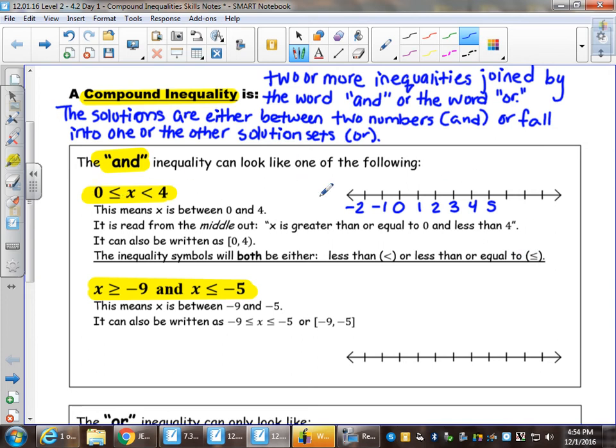X is greater than or equal to 0. So that's going to be a solid dot on 0. And open circle on 4. Greater than 0 and less than 4. The only values that satisfy what we just said out loud are between 0 and 4, just like this. So any number between here and here works. Notice it's an open circle on 4, so the closest you could get to this is like 3.9999999, just not 4.